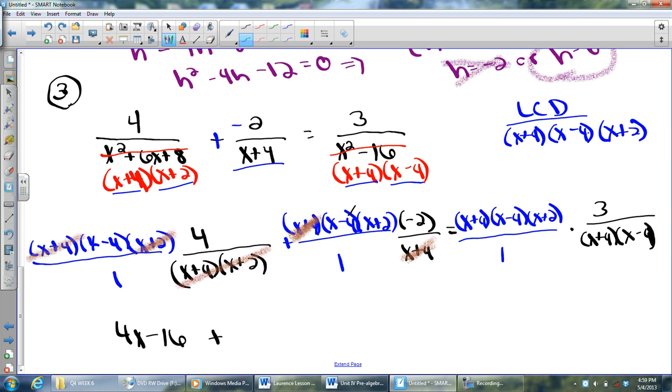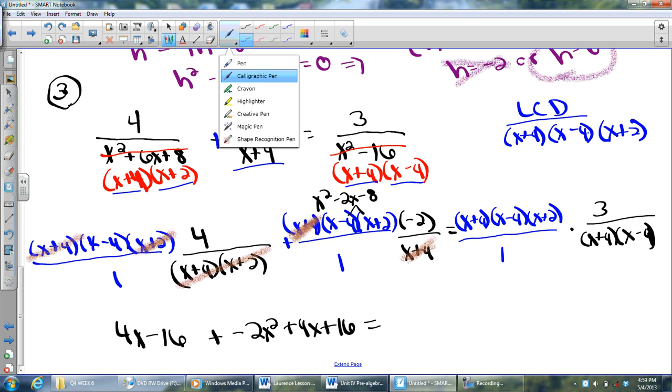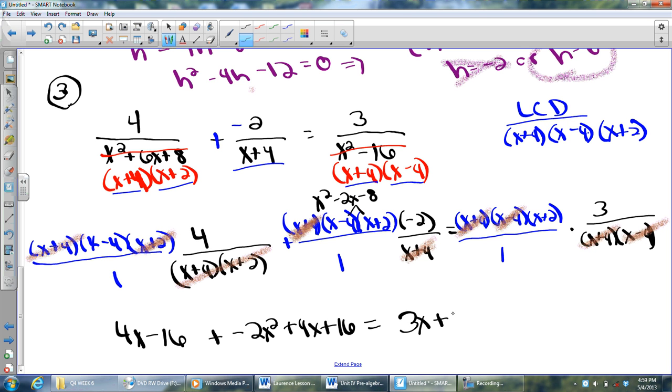And so when I FOIL these two, I get x squared minus 2x minus 8. And then I have to distribute a negative 2. So I'm going to get negative 2x squared plus 4x plus 16. And one more thing here. That's going to equal, got it, multiply again. Looks like the x plus 4s are going to cancel. And the x minus 4s are going to cancel. And 3 times the quantity of x plus 2.